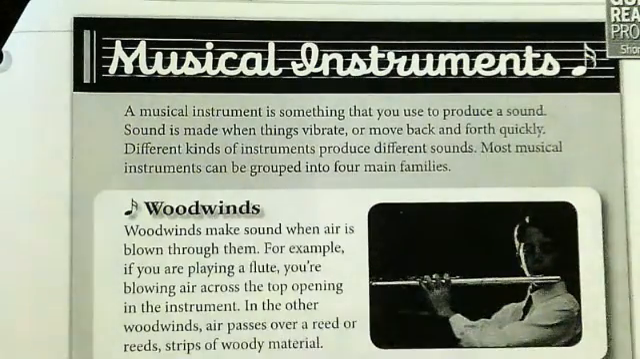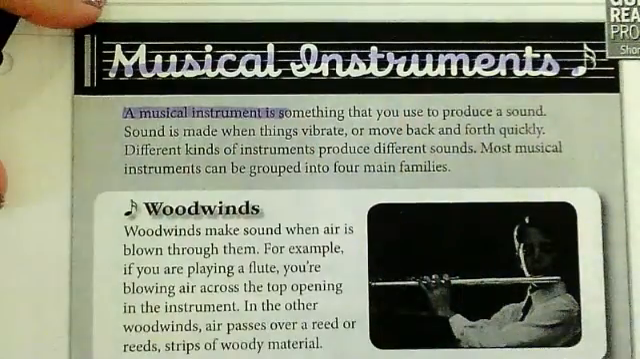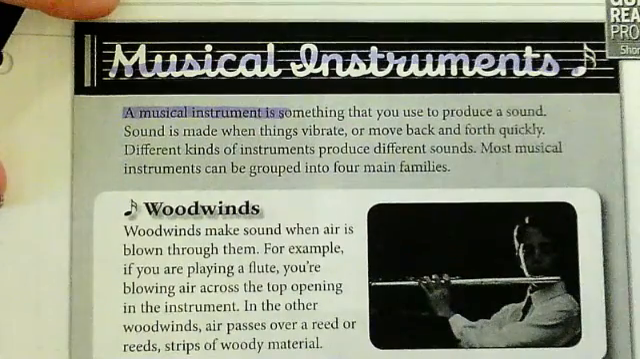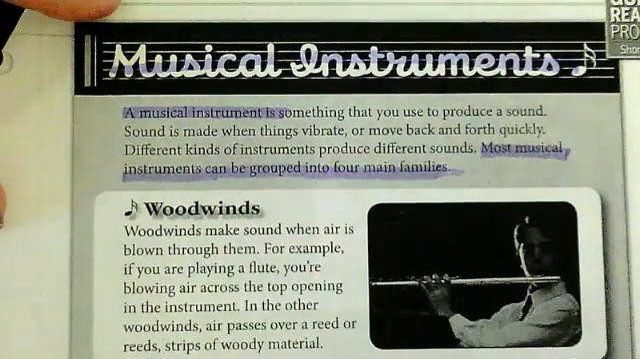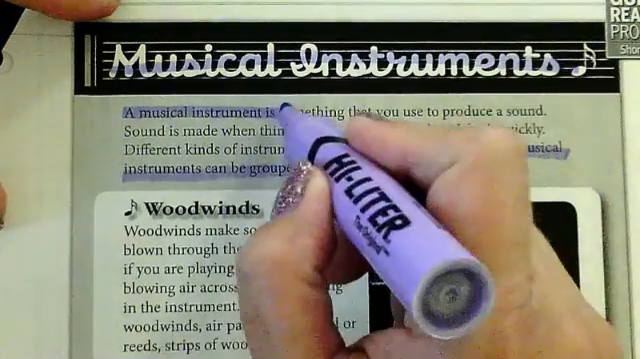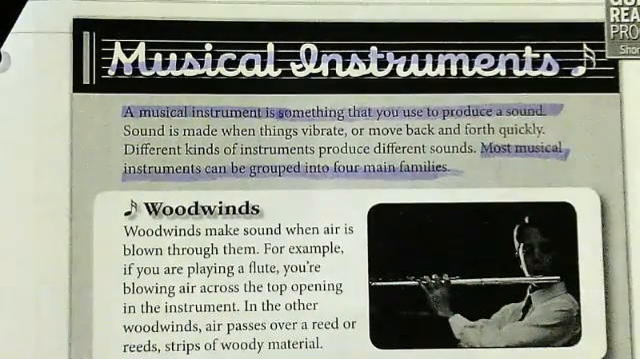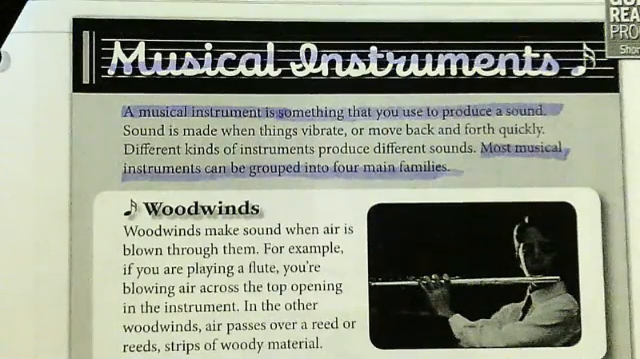What is this article going to be about? That's right. It's going to be about musical instruments. It's the title. It's also stated in the passage. It tells us what it is. And then it also tells us they can be grouped into 4 main families. I'm going to highlight the whole sentence. So this article is going to be talking about musical instruments and how they're broken into 4 main families. That's also the main idea of the entire article.